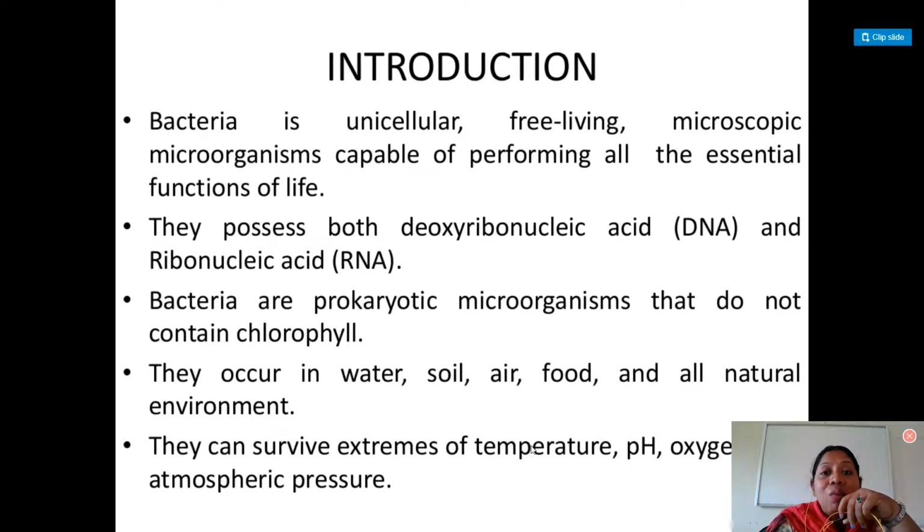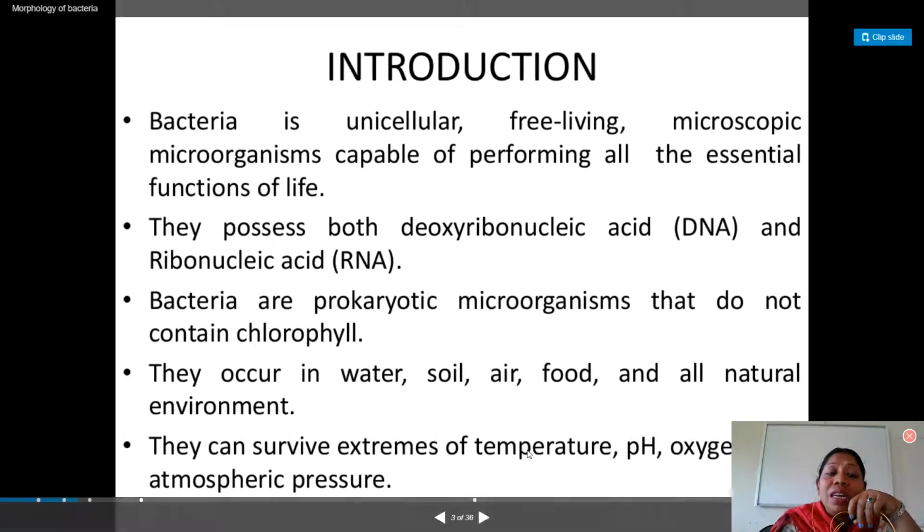They occur in water, soil, air, food, and all the natural environment. They can survive extremes of temperature, pH, oxygen requirement, the atmospheric pressure.